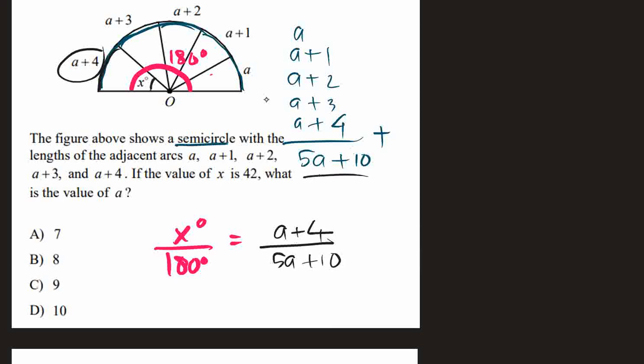So we can do the cross multiply. Now it says that the value of x is 42. This is 180.